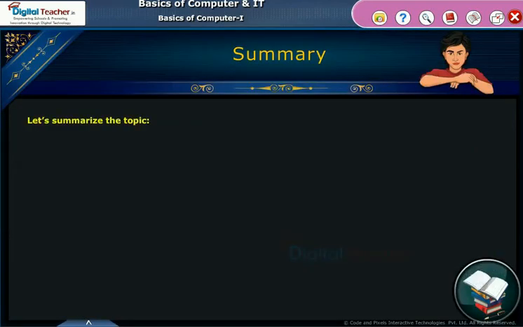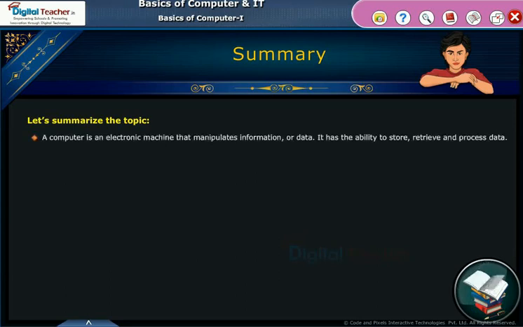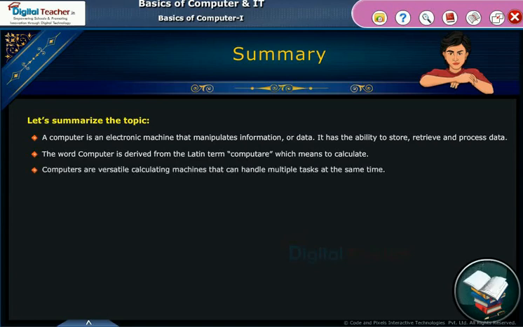Summary. Let's summarize the topic. A computer is an electronic machine that manipulates information or data. It has the ability to store, retrieve, and process data. The word computer is derived from the Latin term computere, which means to calculate. Computers are versatile calculating machines that can handle multiple tasks at the same time. Charles Babbage is the father of computer.